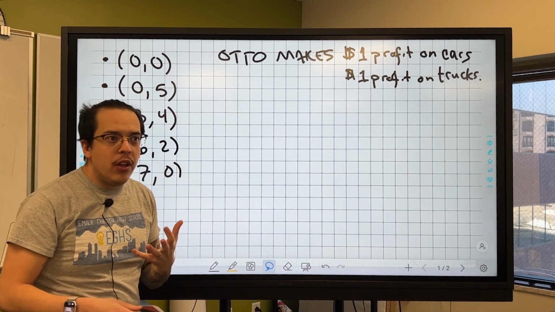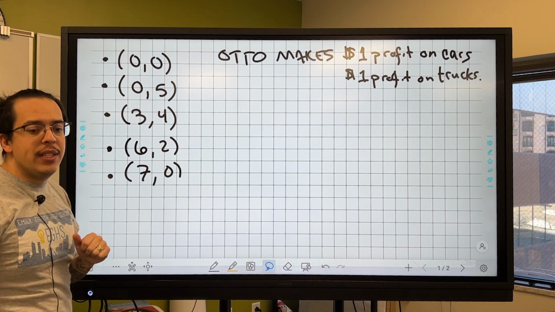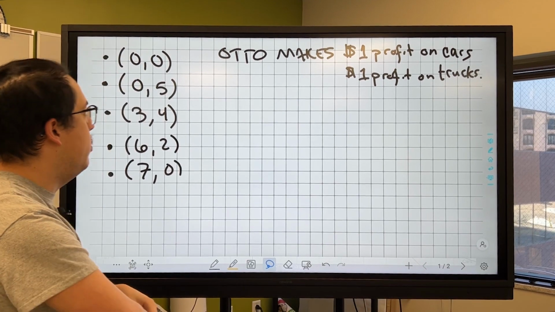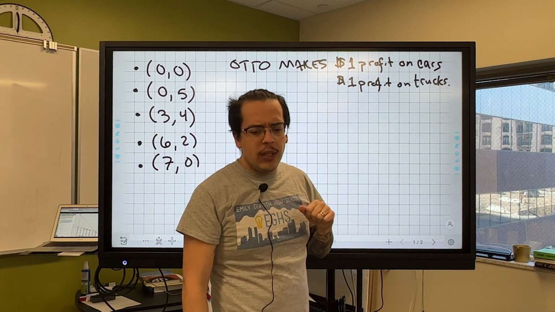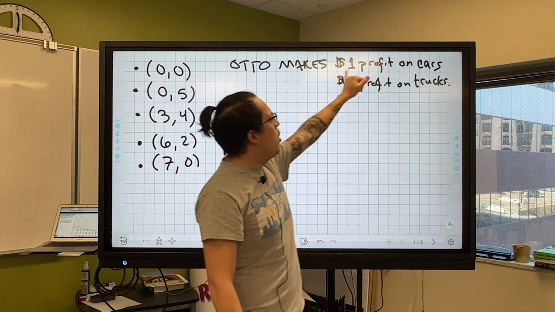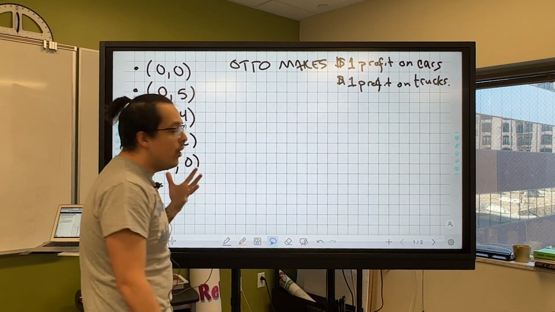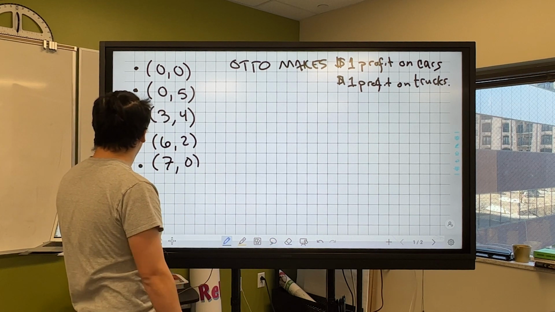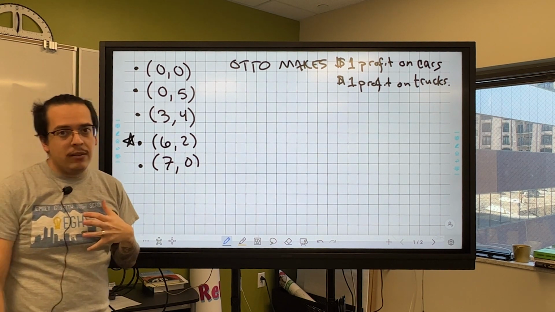All right, so here I am on the graph paper, and I've listed out our 5 candidate points that might provide us, well, certainly one of those will provide us our maximum profit. And I want to revisit the first example we did where we found that maximum profit. We were in the case where Otto makes $1 profit on cars and $1 profit on trucks. And we know, because we've already done this exercise, that 6 cars and 2 trucks is going to make Otto the maximum profit.